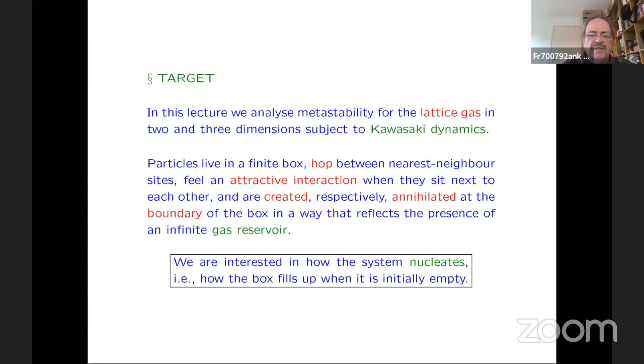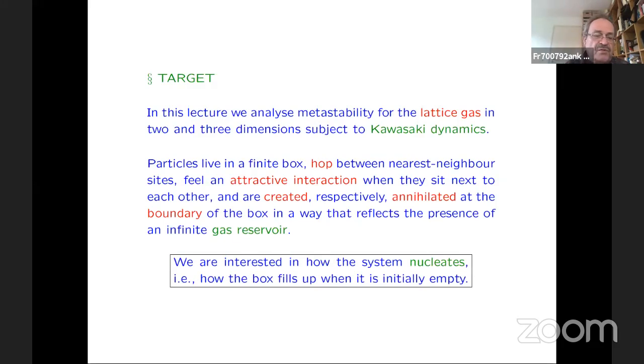So they like to sit next to each other. There's a kind of van der Waals attractive force. And we're going to imagine that these particles can be created and annihilated at the boundary of the box. And we're doing that because we want to think of this box as actually living in some big gas reservoir.